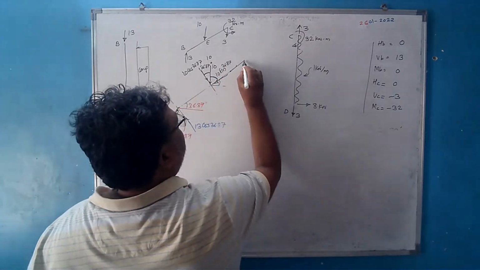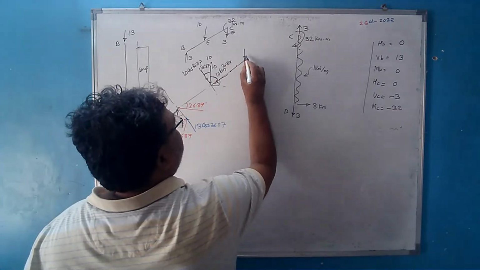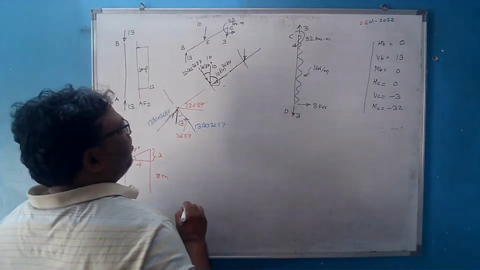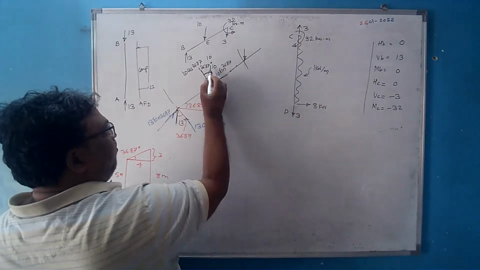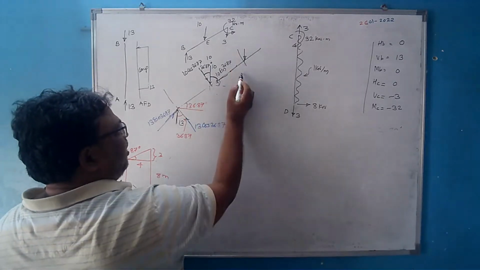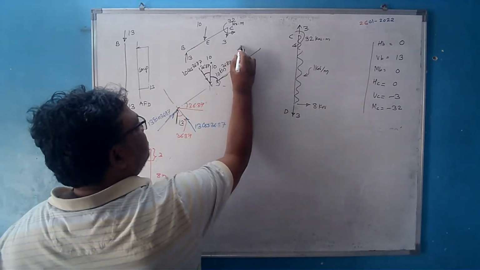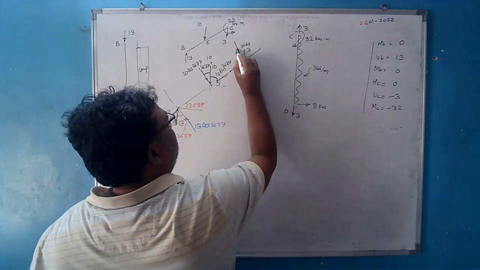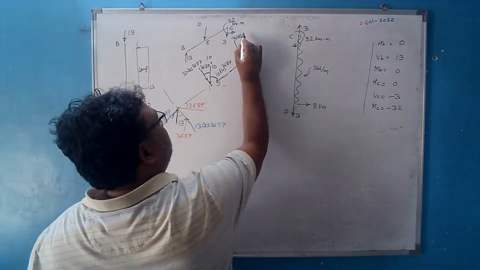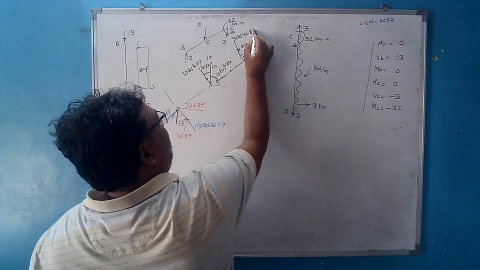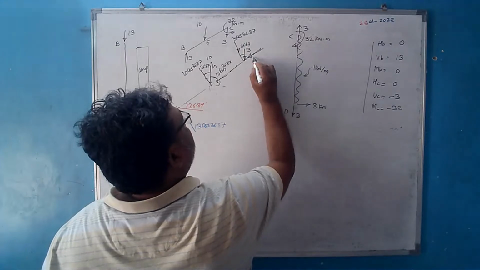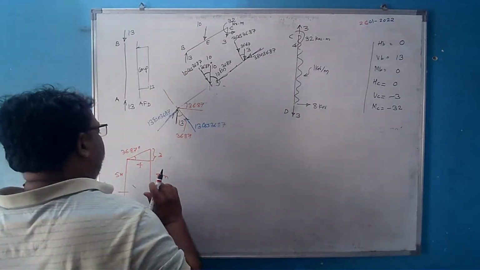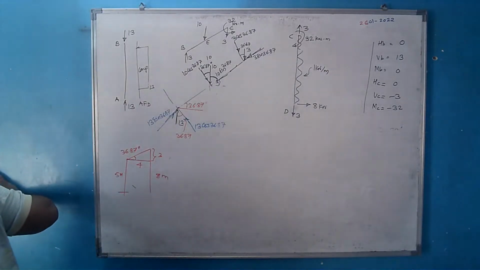Now come to this member here. This is the force, 3 kilonewton. Again, it is to be resolved along and perpendicular. Whatever the angle made by this force, the angle made by this force will also be the same. So this is 36.87 degrees here. This force is 3, so this component will be 3 cos of 36.87, and this component here will be 3 sin of 36.87. Now please solve and give me the answers.